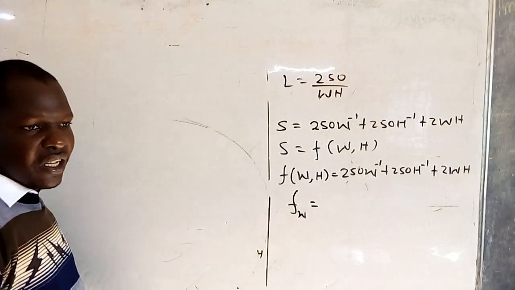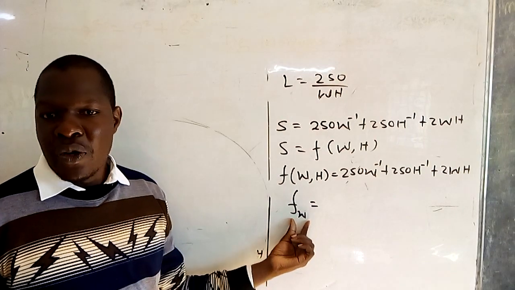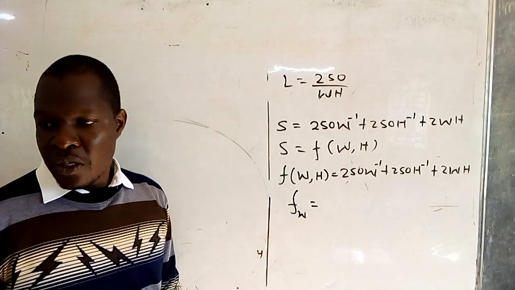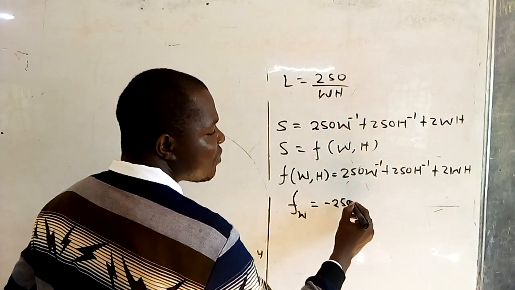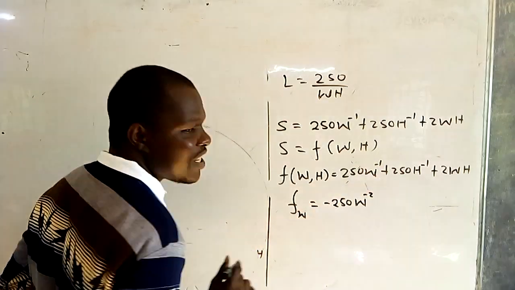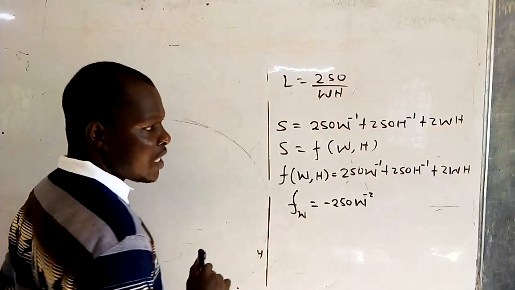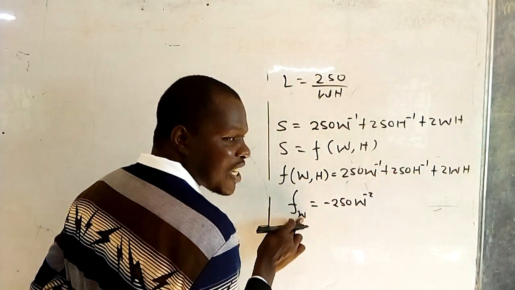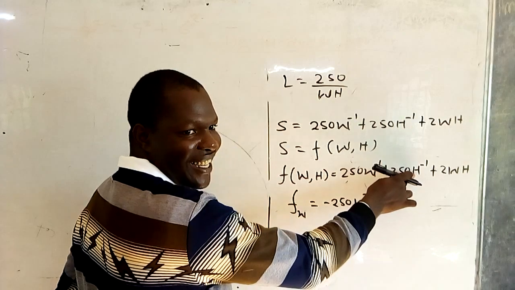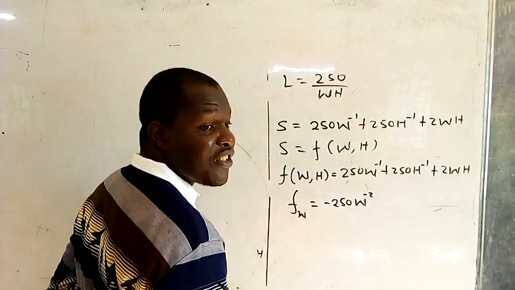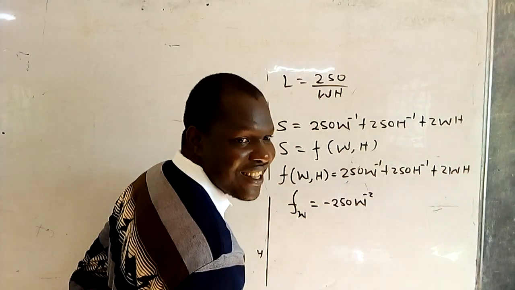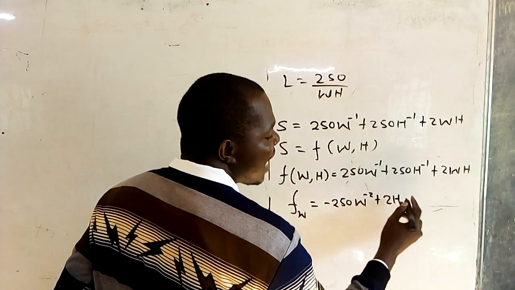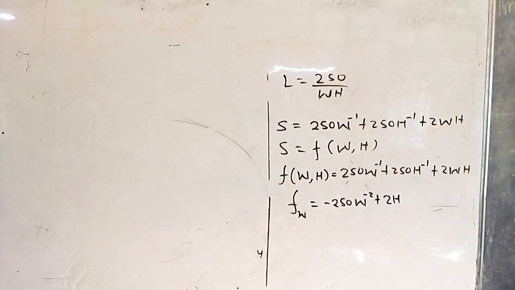Are we together? So the first thing we want to do, we want to differentiate F partially with respect to W, isn't it? So it means only W is a variable. What do you get? You see negative 1 times 250, you get negative 250, then you reduce the power by 1. Negative 1 minus 1 is negative 2, isn't it? You go here, there is no W here, meaning the whole of this term is constant, so you get 0. You move to this one, 2H is a constant, then you differentiate W, you get 1. So it is 2H times 1, which is just 2H.